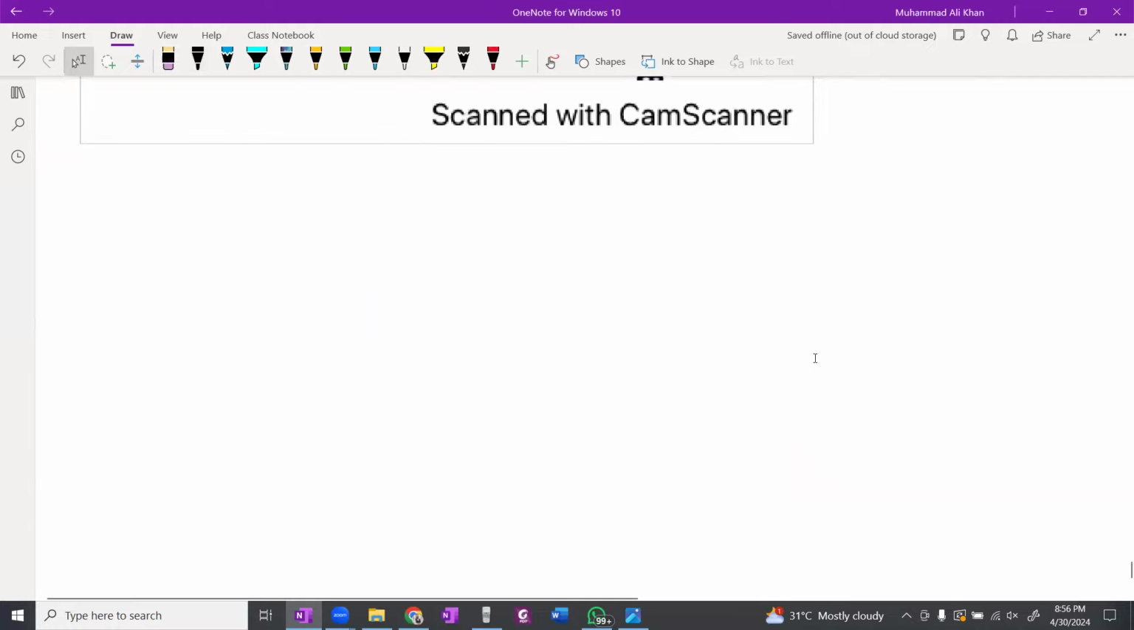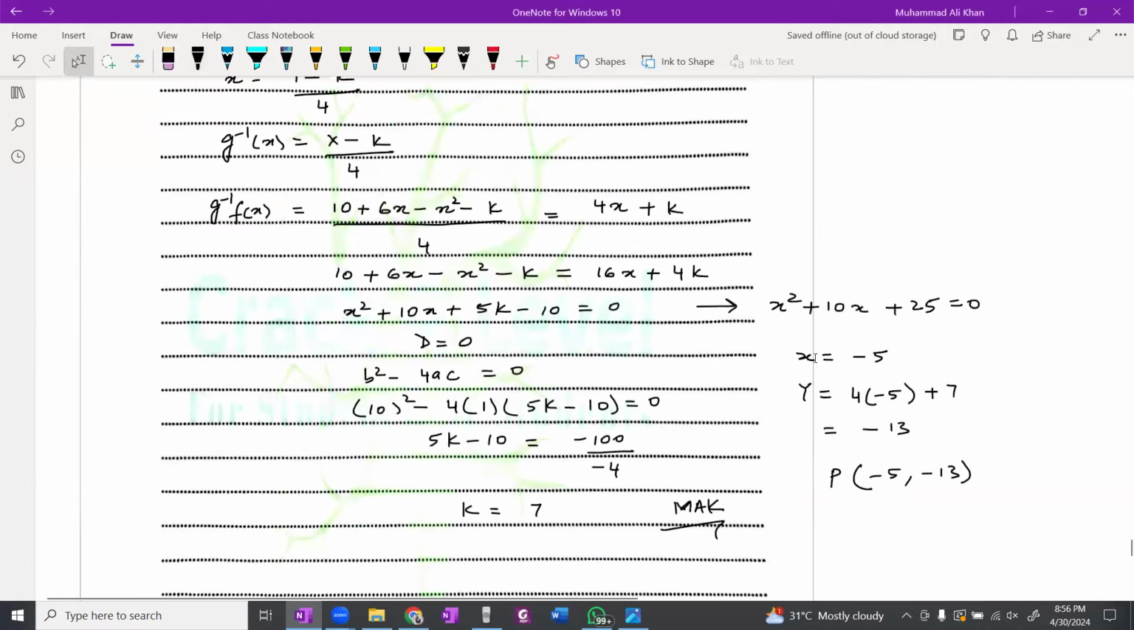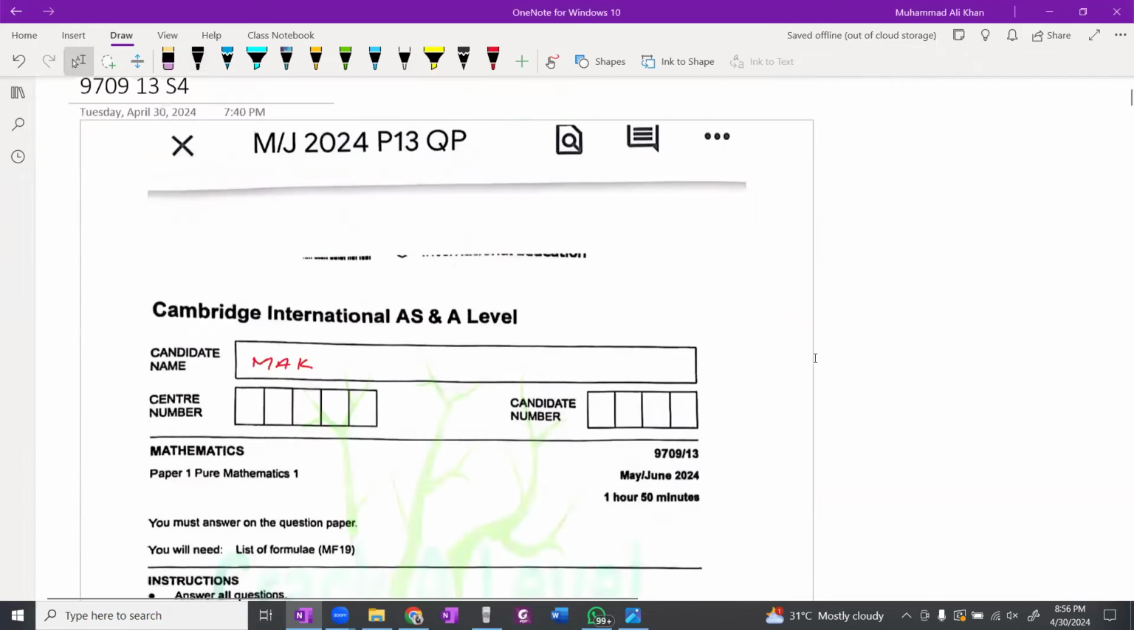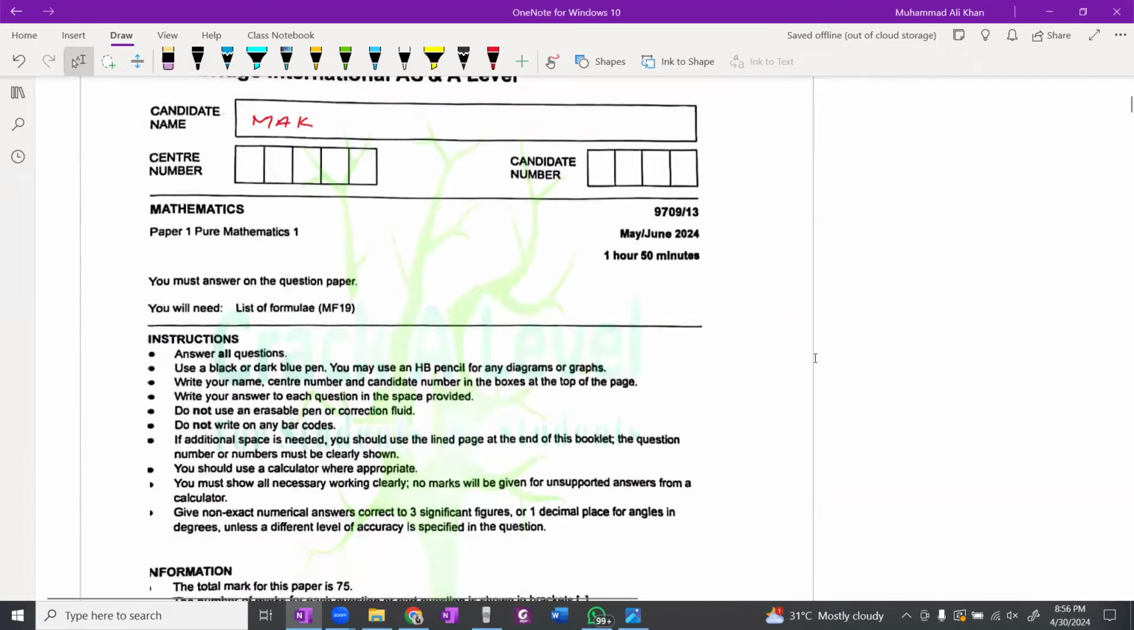And this was the last question. Hopefully, the paper is not difficult. And after that, this is your May-June 2024 paper 1-3.